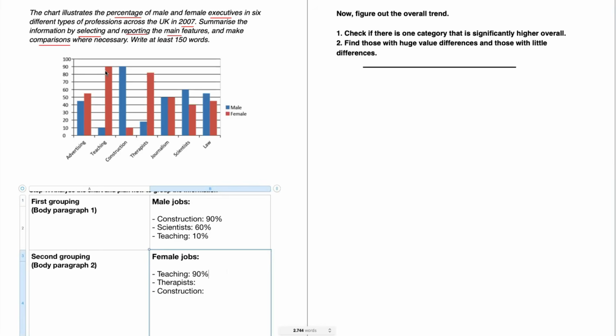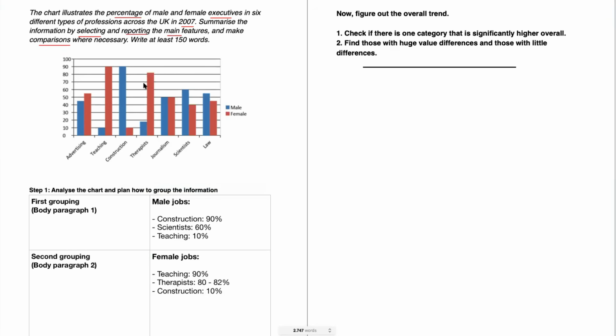For therapists, that is the second highest for female. That looks to be right around 80%. I'll put something like 80, it looks like 82, and we can figure that out as we're writing the essay, but it's right above 80. And then the lowest for female jobs looks to be construction, and that is right at 10%, just like teaching was for male employment. So that is our lovely table here.